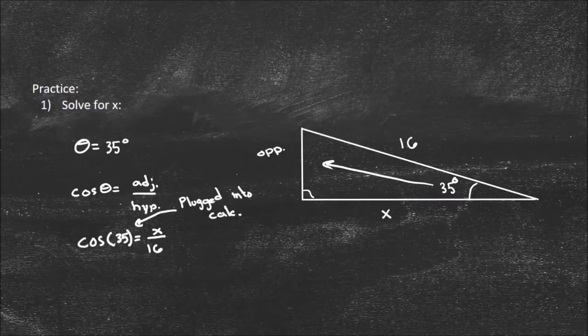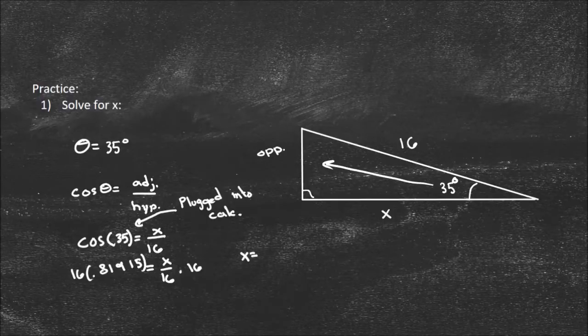Okay, so now we have 0.81915, something like that, equals x divided by 16. How do I get x by itself? Multiply both sides by 16, and I'll do that in my calculator as well. So times 16. I'm left with 13.11 approximately.